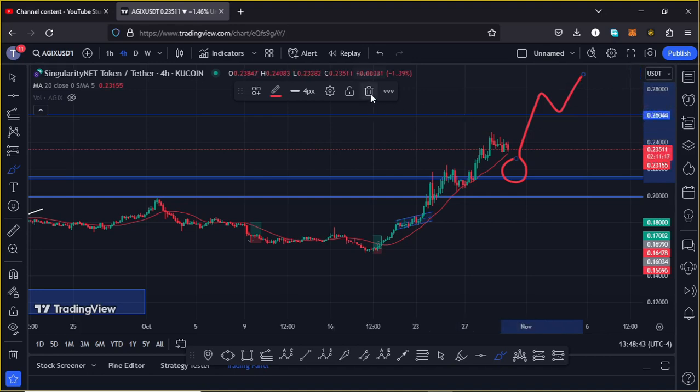Alternatively, in case we continue seeing further weakness, losing our $0.214 mark, which is an area of support, then we can expect further pullback to the $0.2 mark, where we have our next key area of support.